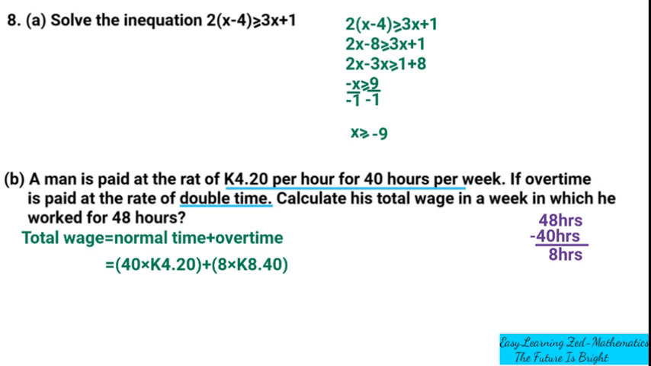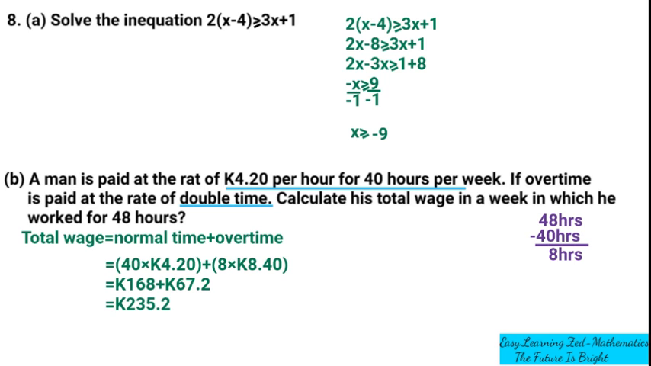So we multiply 40 by 4.2 kwacha, which will give us 168 kwacha, plus 8 times 8.4, which will give us 67.2 kwacha. Once we have done that, we're going to add 168 plus 67.2 kwacha. So it's going to give us 235.2 kwacha. That is the amount he earned that week where he worked for 48 hours.